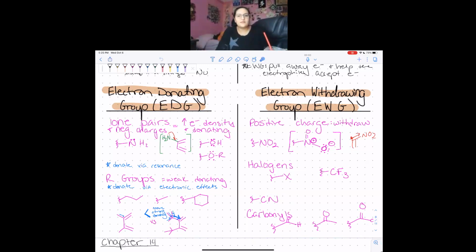So we talked about this before, but I did just want to show you the drawing that I had done because this has a little bit more information on it. Electron donating groups are anything with lone pairs or negative charges, or R groups. And then withdrawing groups have positive charges, halogens, carbonyls, things of that sort. So do we feel better about diene versus dienophile and what that entails?